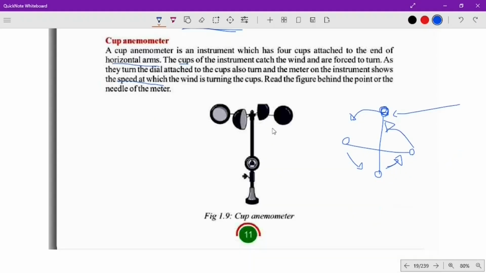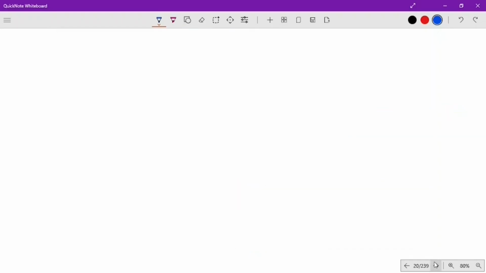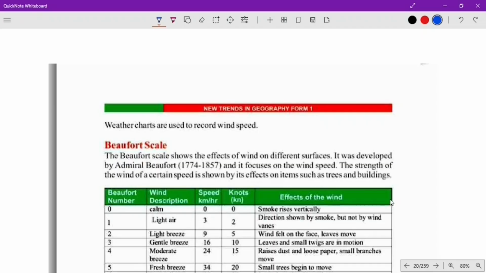So you are going to read this speed here on this cup anemometer. This will give us the wind speed. That is how we measure wind speed.